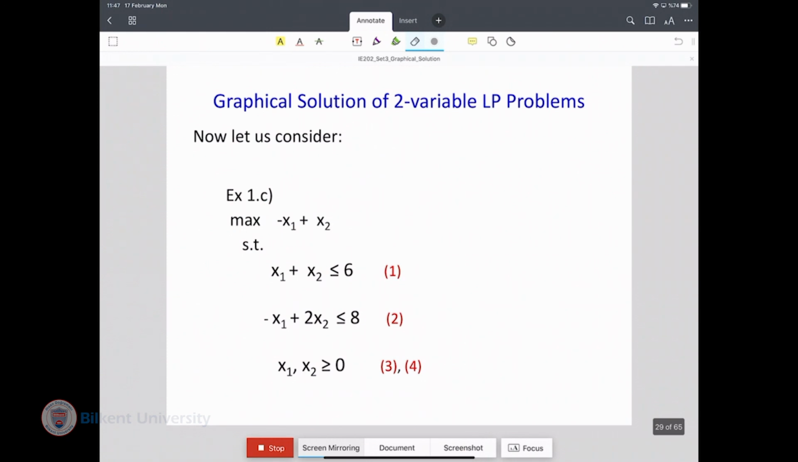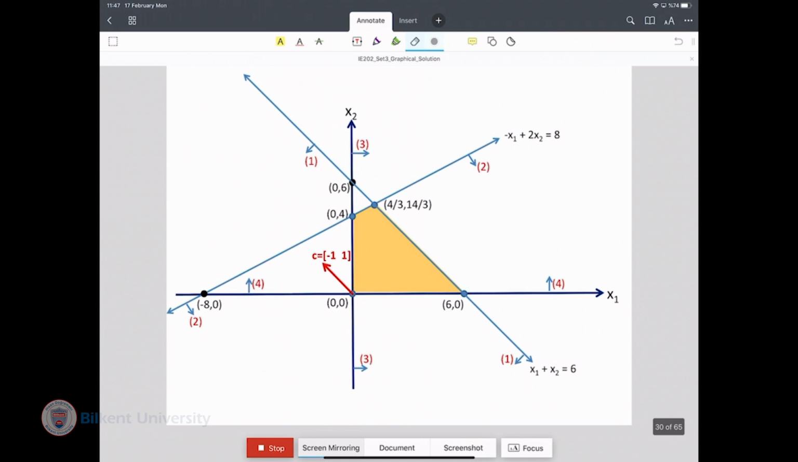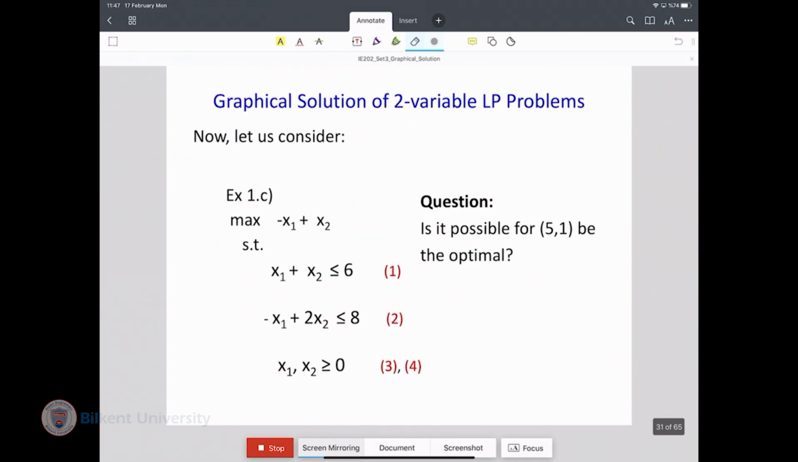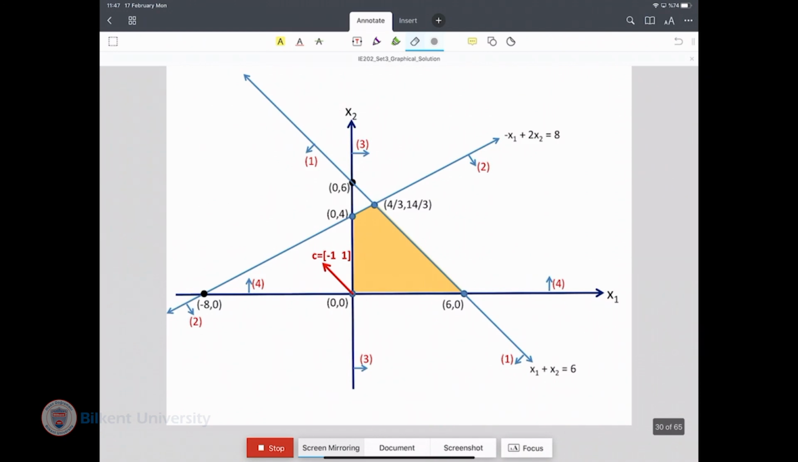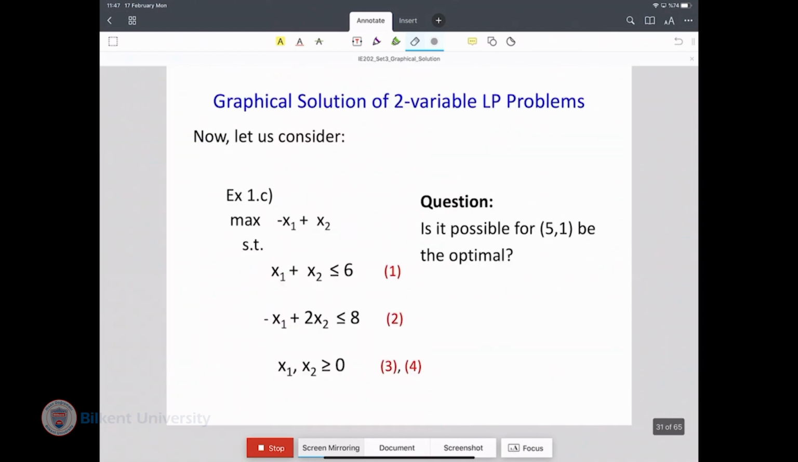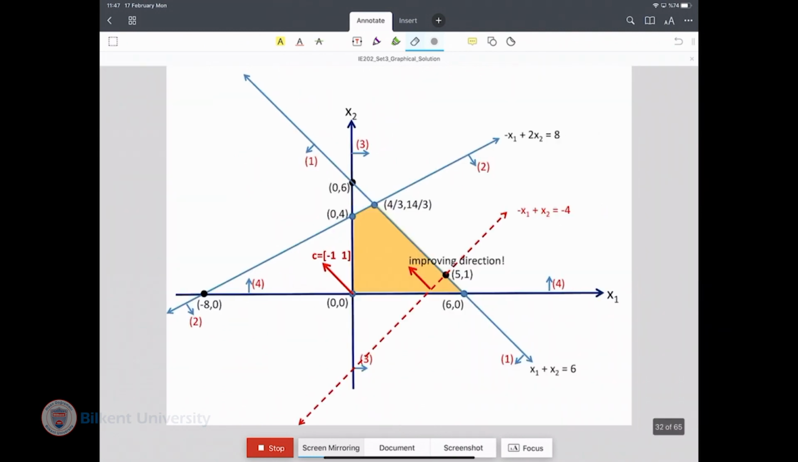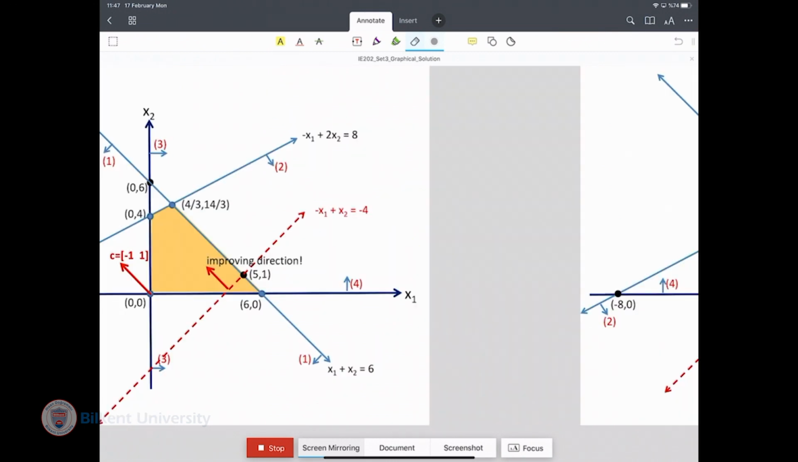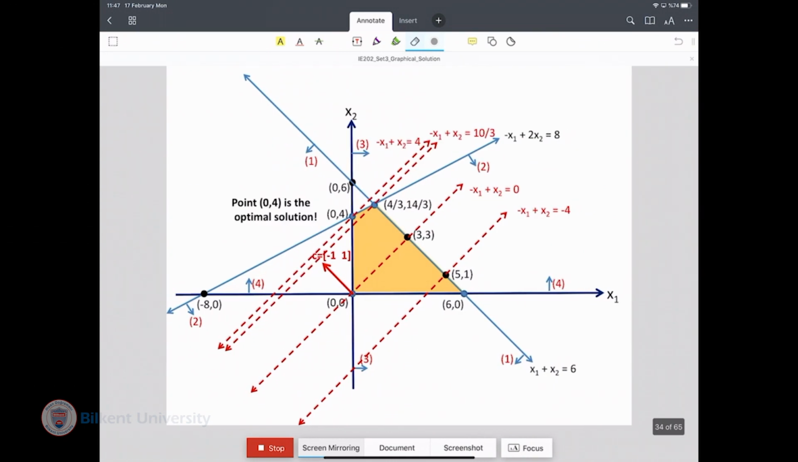Another one, minus x1 plus 2x2. It's again in the same feasible region. Where do I leave the region? Oh, first of all, okay, let's play with it. With this objective function, can I have (5, 1) as the optimum solution? Where is (5, 1)? Here. Can it be optimal? No. I go along, and I leave the region at (0, 4). Apparently, with this C, (0, 4) is the optimum solution, right?